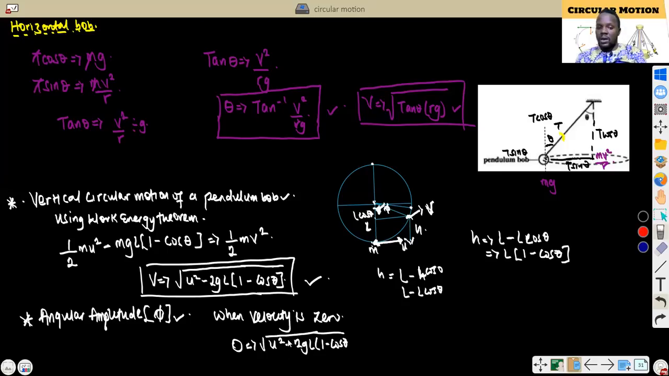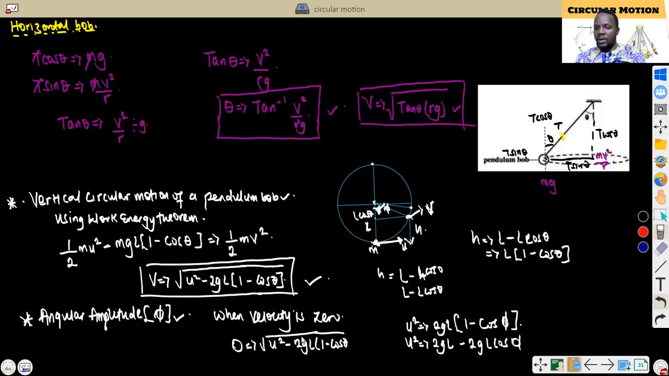So you can just collect like terms. Everybody knows that U square will be equal to 2GL, open bracket, 1 minus cos phi. I hope students are following. I'm using phi and not theta, sorry about that. You can try as much as possible to make cos phi the subject of the formula directly. You can have U square equals 2GL, I'm removing the bracket, then minus 2GL cos phi. I hope students are following.